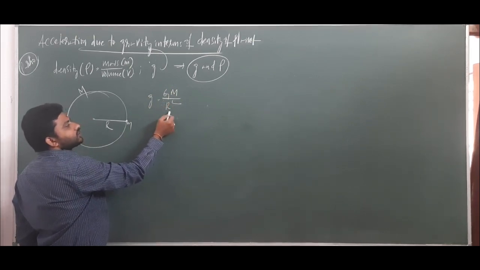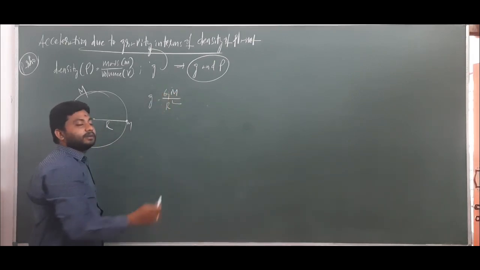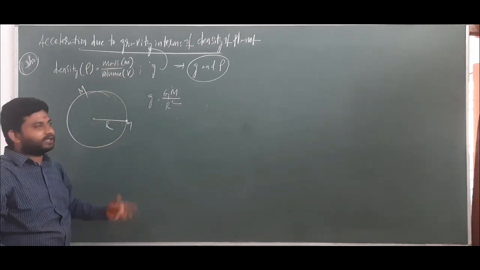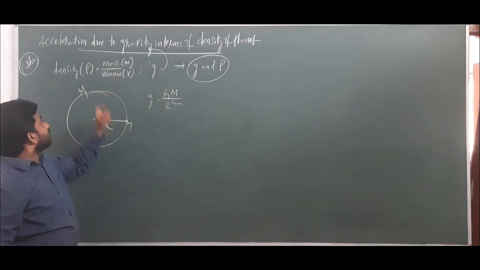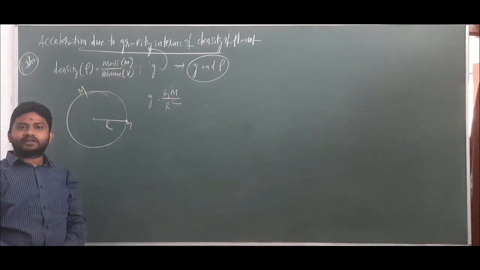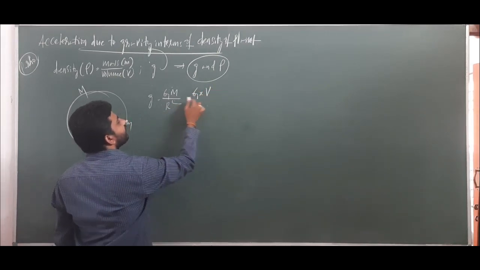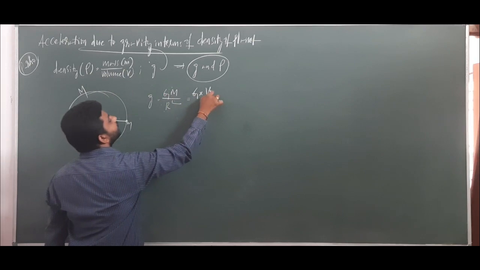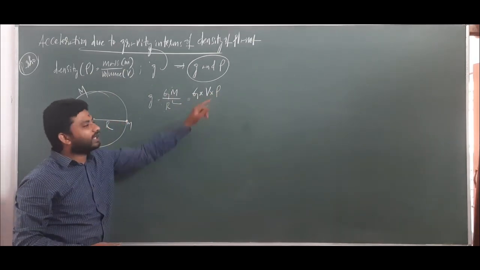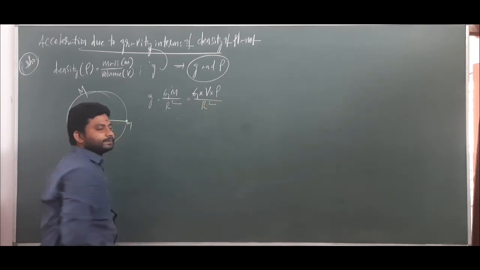R. We cannot change this R in terms of density, but we can change the M in terms of density. Because density is equal to mass by volume, whatever may be the mass. Right here, M is the mass of the planet. Density is mass by volume, so mass is equal to volume into density. So I can write here capital G into V, where V stands for volume, into density rho, where V is the volume of the planet and rho is the density of the planet, divided by R square.